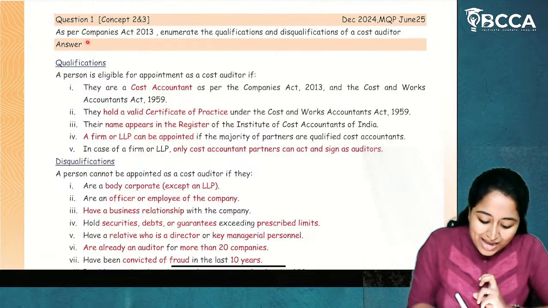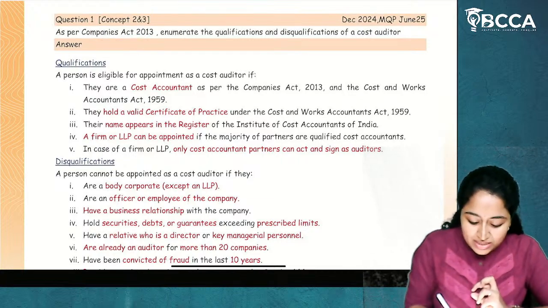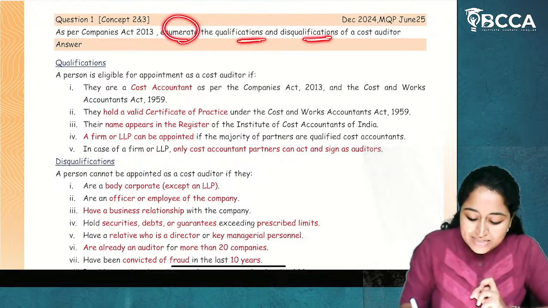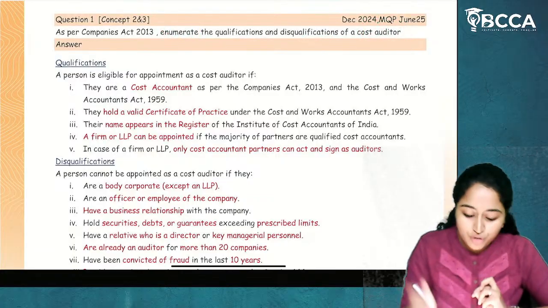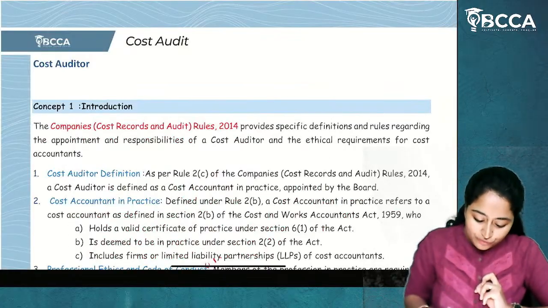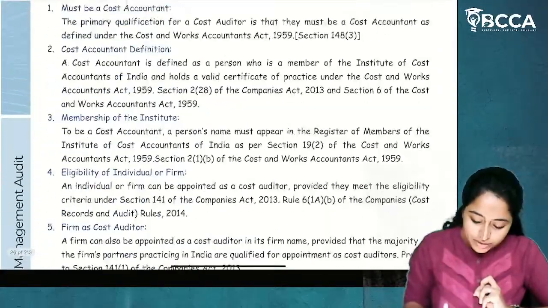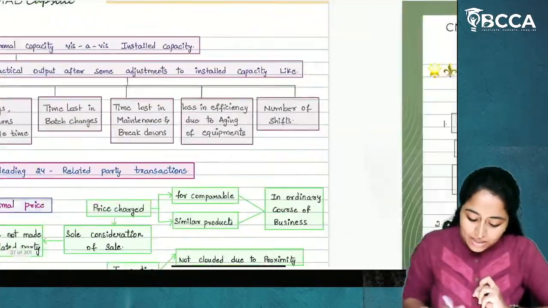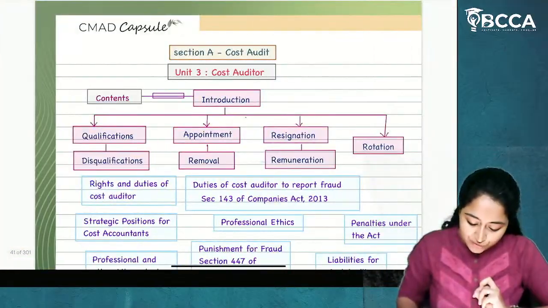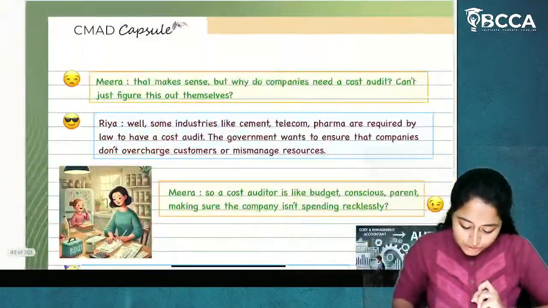Question number 1. As per Companies Act 2013, enumerate the qualifications and disqualifications of a cost auditor. So, we have to go for the qualifications and disqualifications of a cost auditor, concept 2 as well as concept number 3. This we will give a quick revision through our handwritten notes.